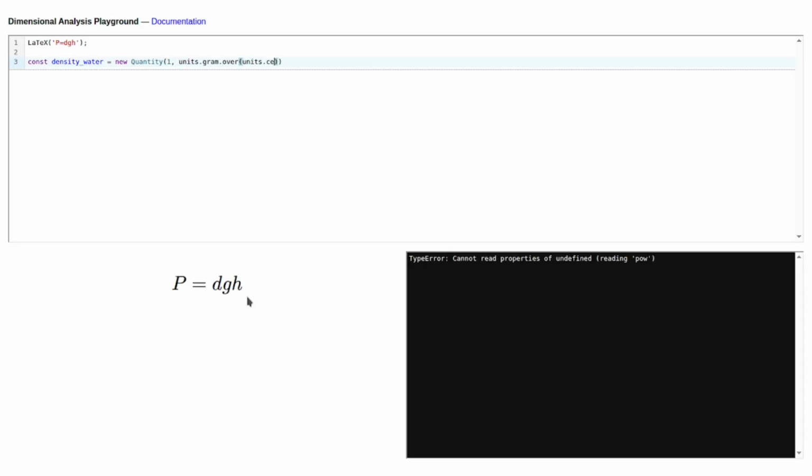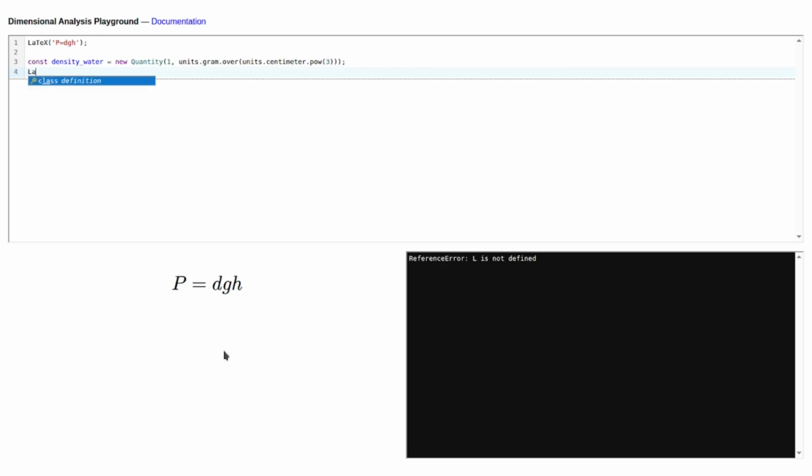So the density of water we know is 1 gram per cubic centimeter, so I'm going to input that into a variable here. So I've just defined the density of water as 1 gram per cubic centimeter, and I can display that in this window here by using that latex function. And so here it is. Our density of water is 1 gram per cubic centimeter.